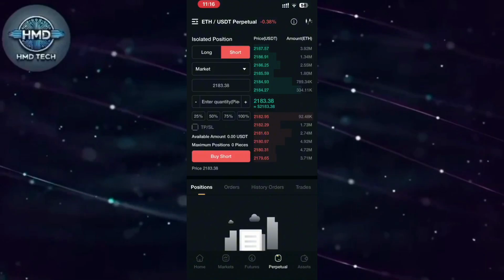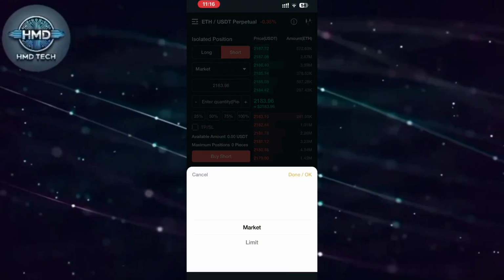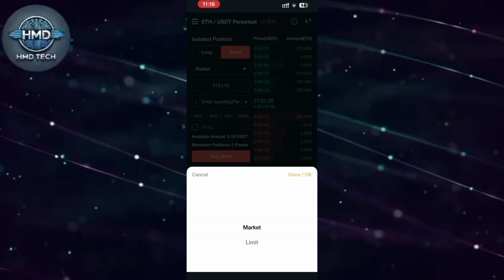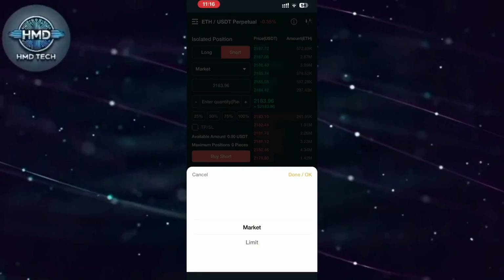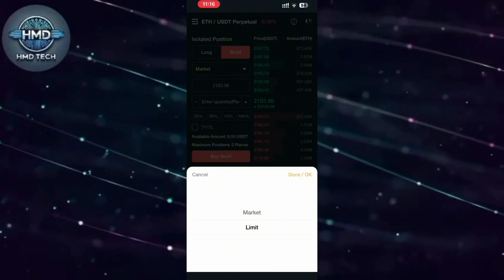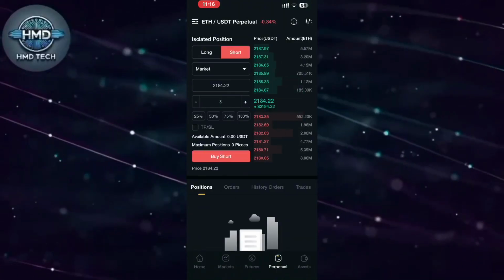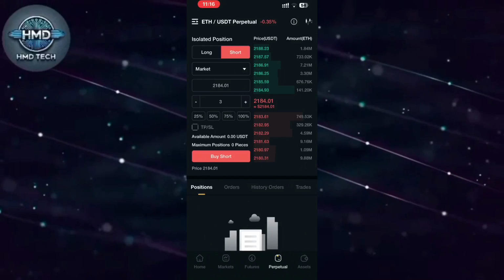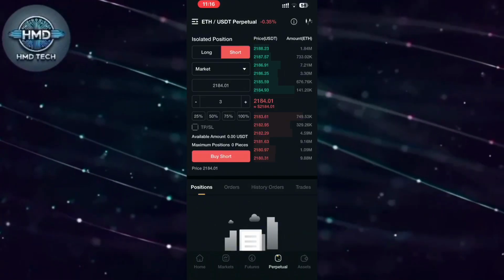You'll see two options. Market order executes instantly at the current price. Limit order executes only at a price you choose. You set the entry price, and the trade only happens if the market reaches it. Input how much you want to trade. This defines your exposure and risk. Larger size equals higher risk. So, start small if unsure.